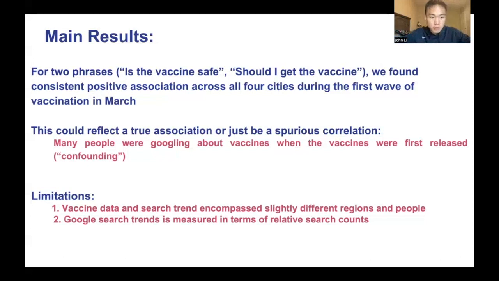The limitation of our study is that the vaccine data and the search trend data encompass slightly different regions and people. For example, our search trend data are all on a relative scale instead of raw data. And also, much of the vaccine data is on a county level instead of designated for a specific city, which could cause some inaccurate results.